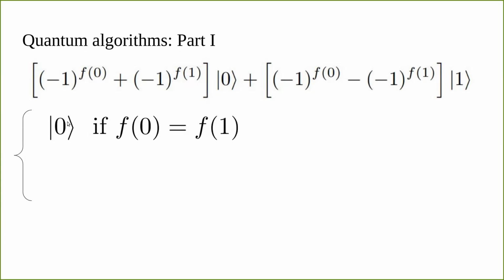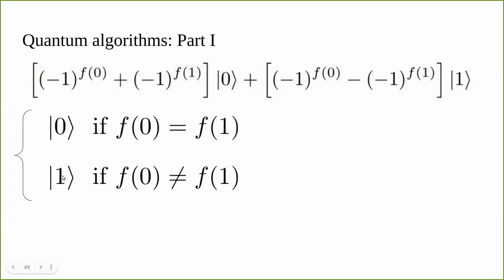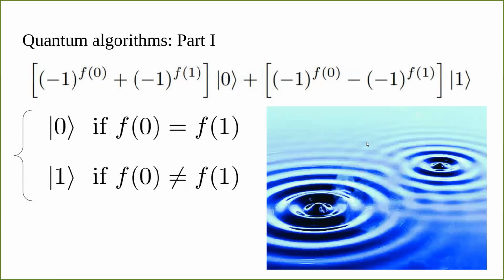And why is that useful? Well, at the end of the circuit, we make a measurement. So if we measure 0, then we know that f of 0 was f of 1. In other words, the function was constant. A similar argument holds if f of 0 is not f of 1. You can show that the final state here will be the 1 state. So here's the picture that I showed before, constructive and destructive interference. That's an example of how this is used in this algorithm.